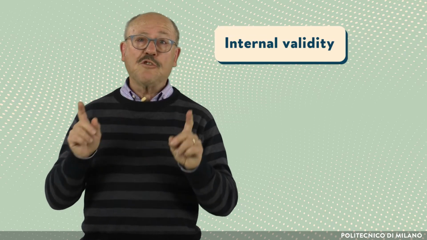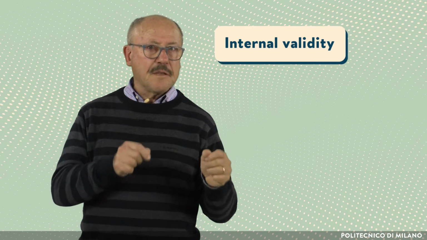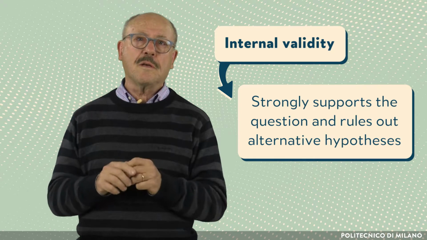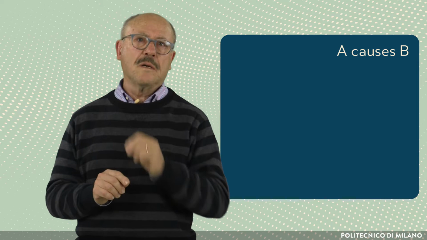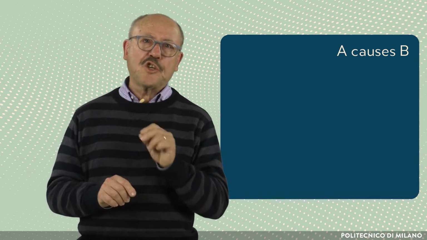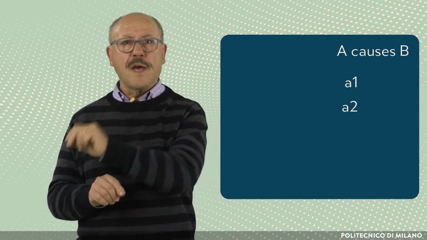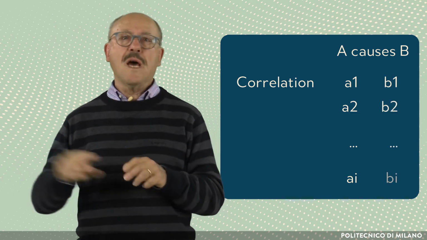A properly done validation must ensure internal validity. Internal validity, validity inside the case, means that validation strongly supports the question and rules out alternative hypotheses. Consider the case where the validation question is expressed as a causal relation. A causes B. The experiment may show indeed that manifestations of phenomenon A, A1, A2, AI, are correlated with manifestations of B, B1, B2, BI.